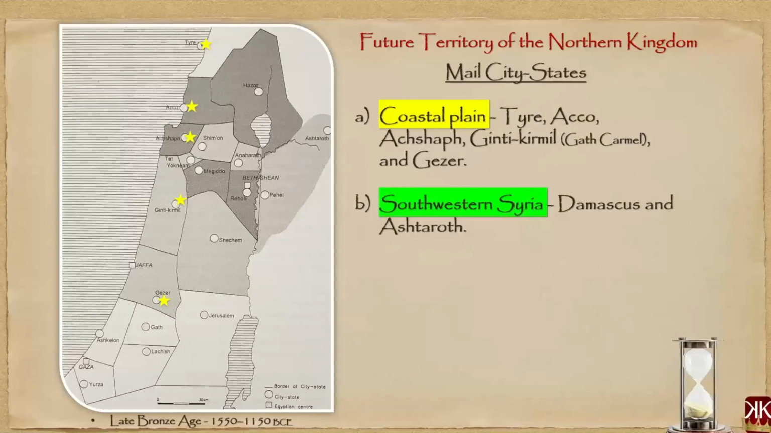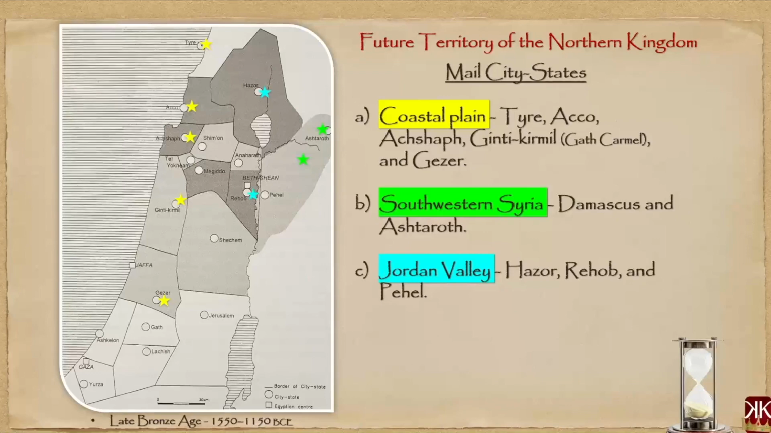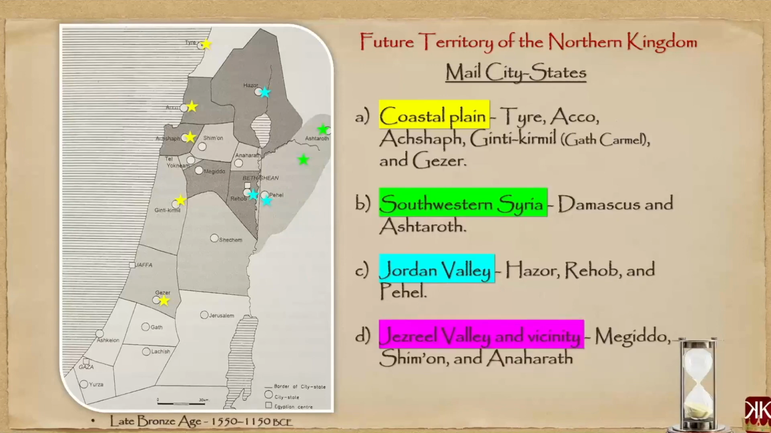In southwestern Syria, we have Damascus and then Ashtaroth. In the Jordan Valley, we have Hazor, the biggest, Rehob, and Pihel. In the Jezreel Valley and vicinity, we have Megiddo, Shimron, and Anaharath. And then, the most important, my focus today, in the highlands of Samaria, we have Shechem.